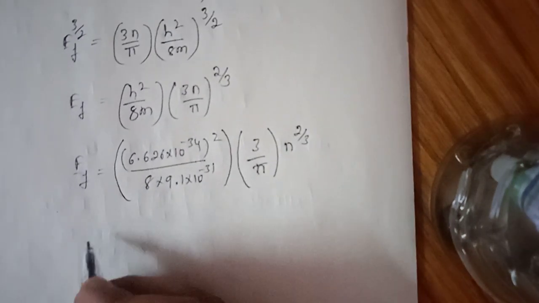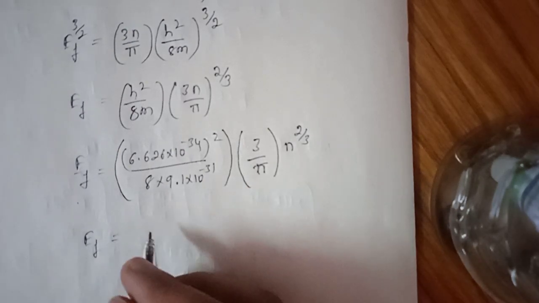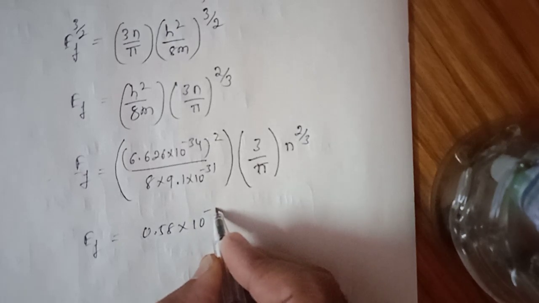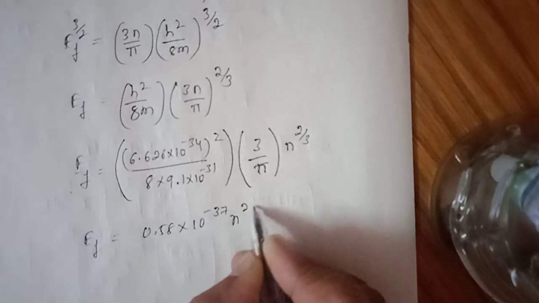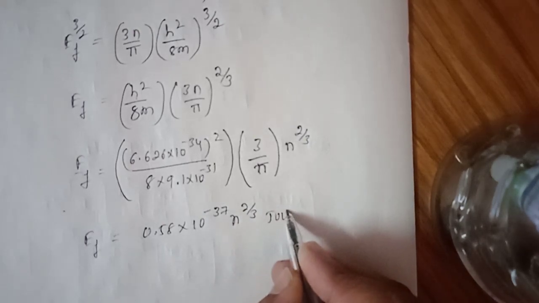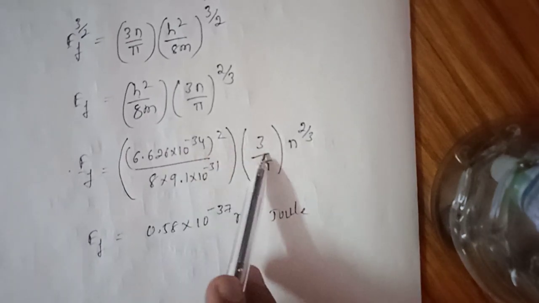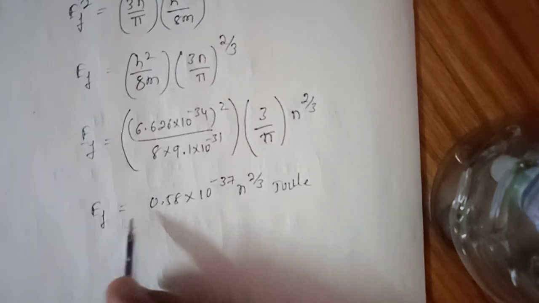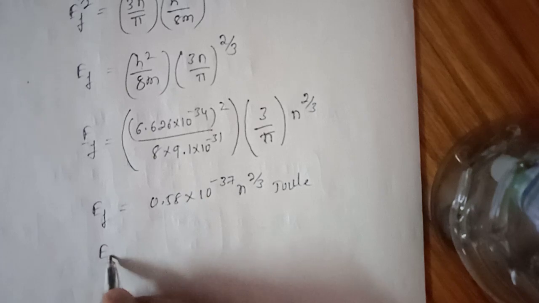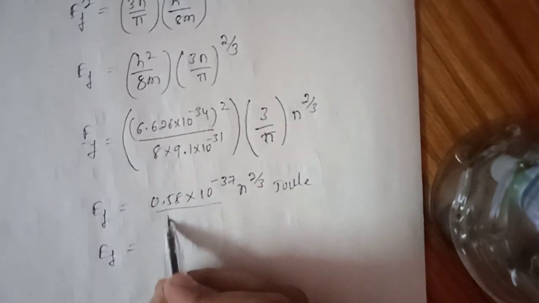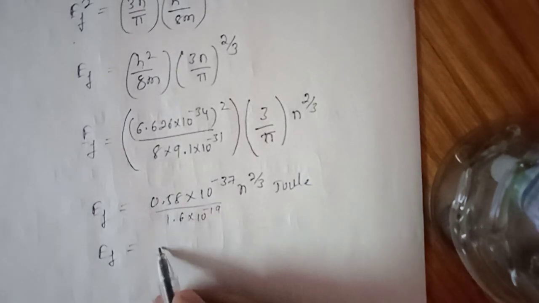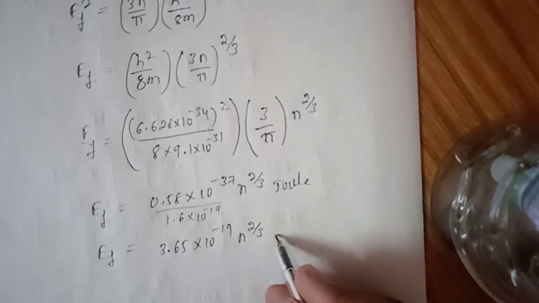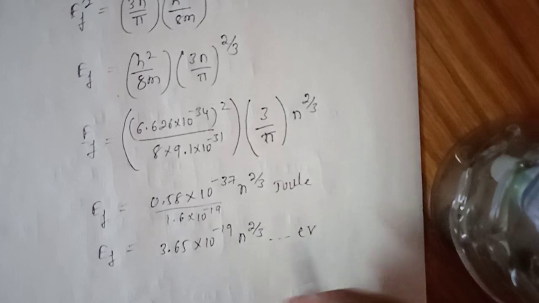So if you do all the calculation, you will get the constant quantity. So that is 0.58 into 10 power minus 37 n power 2 by 3 joules. It is in terms of joules. So convert this into electron volt. You have to divide it by 1.6 into 10 power minus 19. Then this becomes 3.65 into 10 power minus 19 n power 2 by 3. So it is in terms of electron volt.